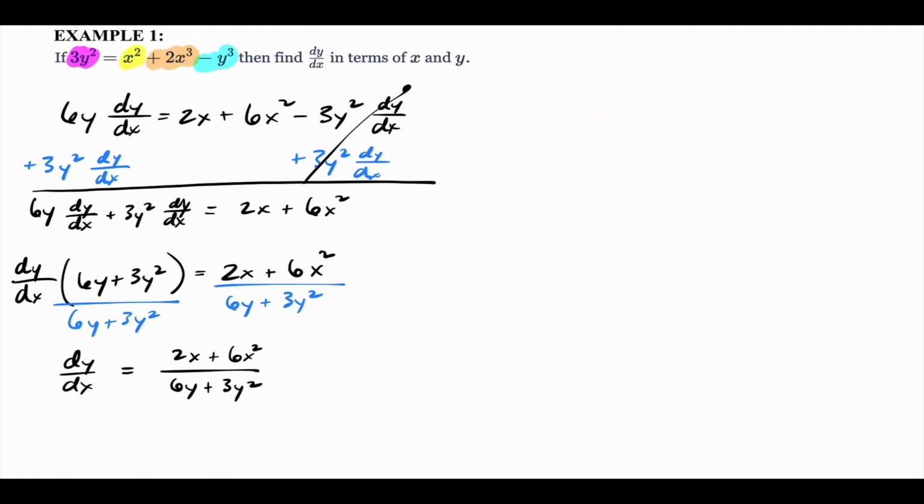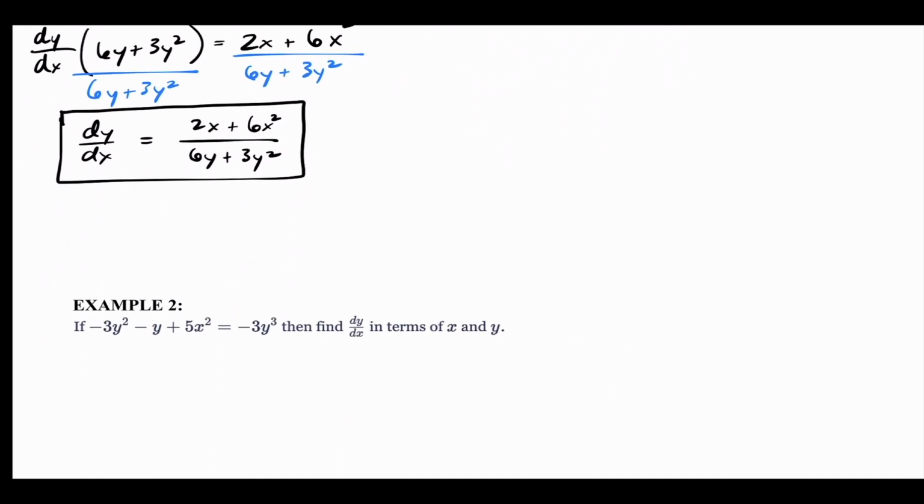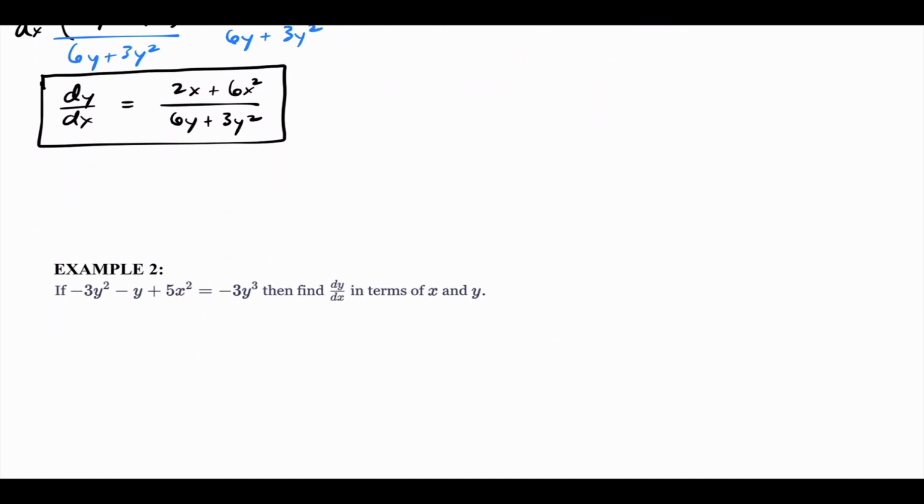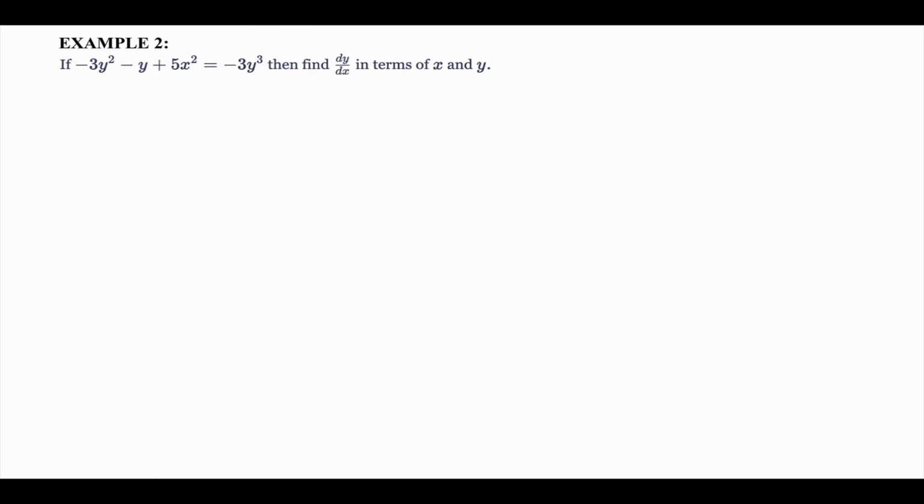So essentially, you're doing the same thing you've been doing, just with a little modification. Anytime you find the derivative of anything with a y, add dy dx, and then isolate the dy dx. All right. Okay, so do number 2 now. Try number 2. We've done 2 examples. Let's see if you can do number 2.